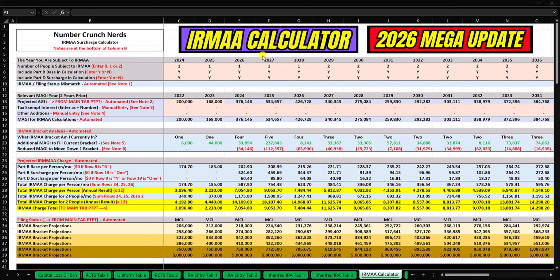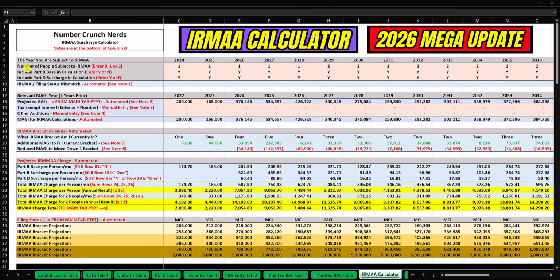Welcome to this IRMAA Calculator 2026 Mega Update. I am so excited because the Number Crunch Nerds IRMAA Surcharge Calculator is finally complete. I have listened to all of your suggestions and all of your feedback, and I have implemented all of it in this update. This is the one. This is the IRMAA Calculator that incorporates everything that we need to know to minimize our IRMAA burden as we get into retirement while simultaneously optimizing our annual Roth IRA conversions. So let's start going through the calculator and looking at what all of the updates are.